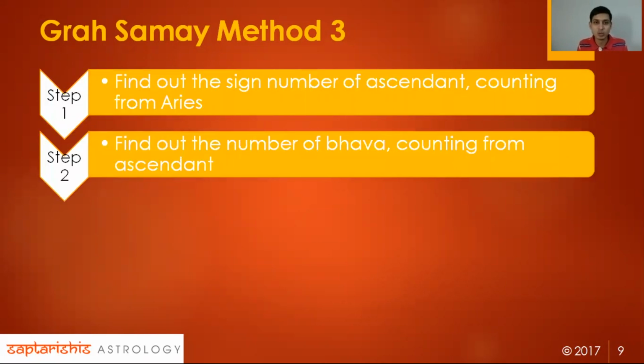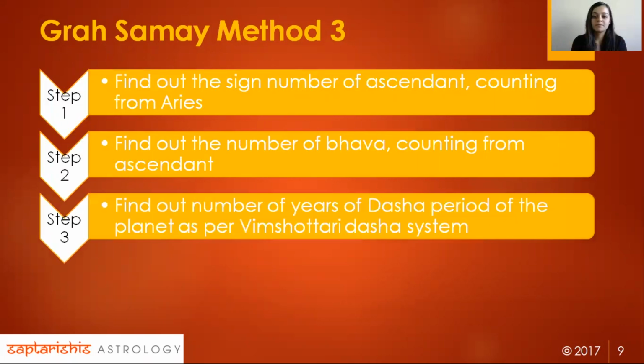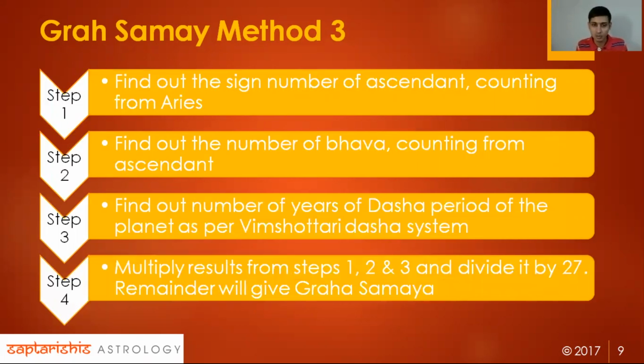Then in step 2, we have to find the number of the bhava counting from the ascendant. Again, this is similar in all 3 methods, so the bhava number is very important. Third is to find the number of years of the dasha period of the planet as per the Vimshottari Dasha system. Again, this step is also the same. Step number 4, multiply the results from steps 1, 2, and 3 and divide them by 27 to get the remainder, and the remainder gives us the Grah Samaya. Pretty straightforward, right?